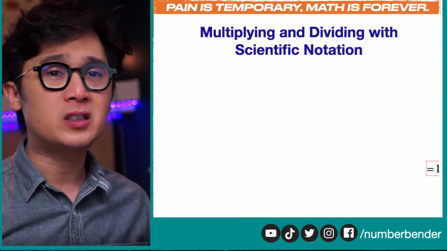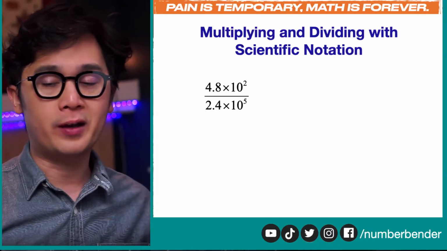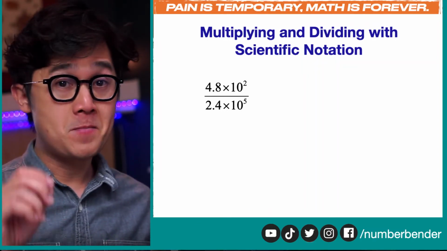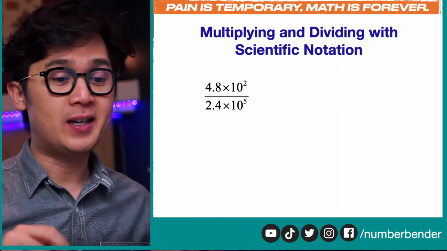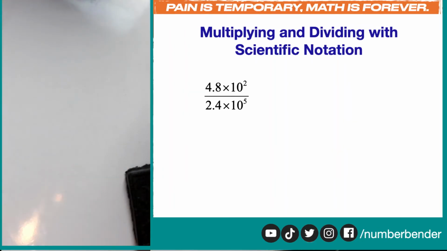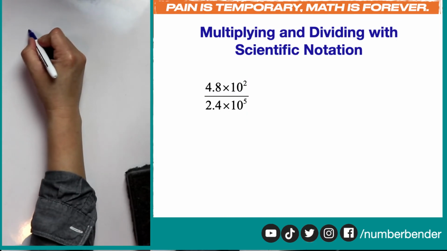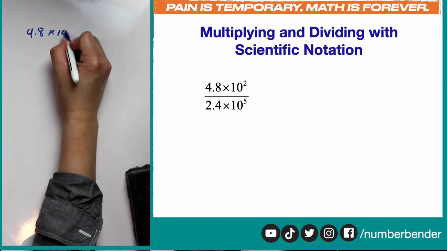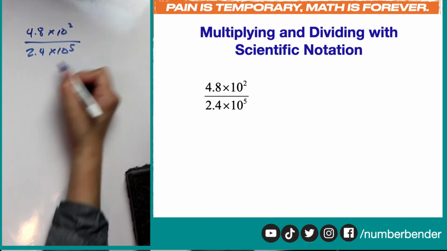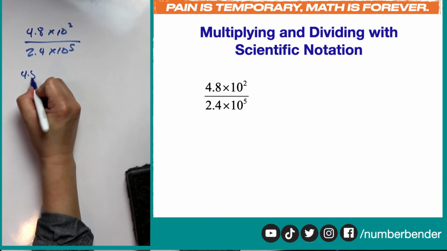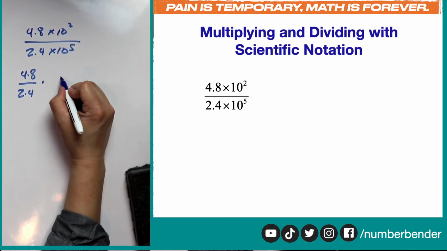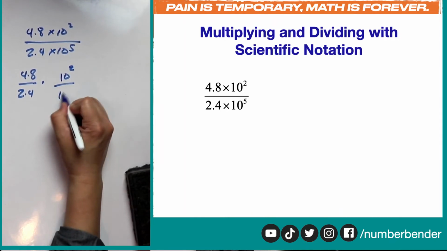And how about dividing them, similar to this one? So 4.8 times 10 to the 2 and 2.4 times 10 to the fifth power. We're going to be applying the law of exponents still to be able to accomplish our goal. And to do that, we're going to first write our problem, 4.8 times 10 to the 2 all over 2.4 times 10 to the fifth power. That means we're going to be dividing 4.8 and 2.4, set it aside, and we're going to simplify 10 to the 2 and 10 to the 5.